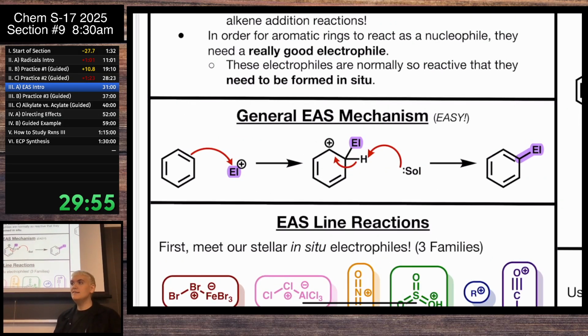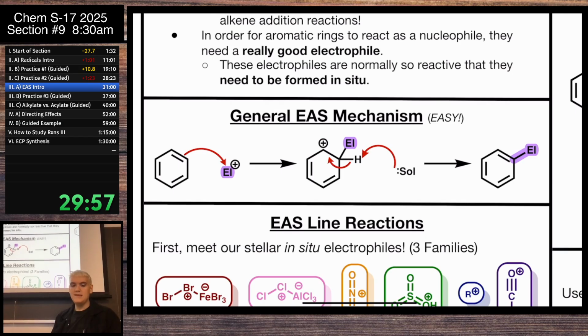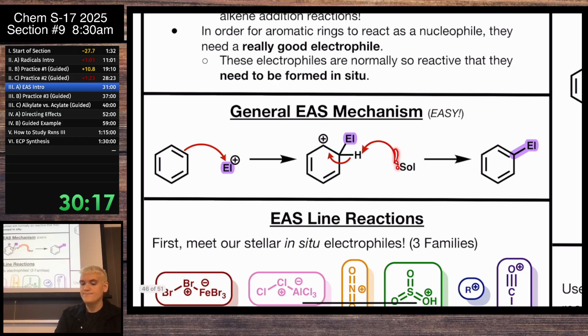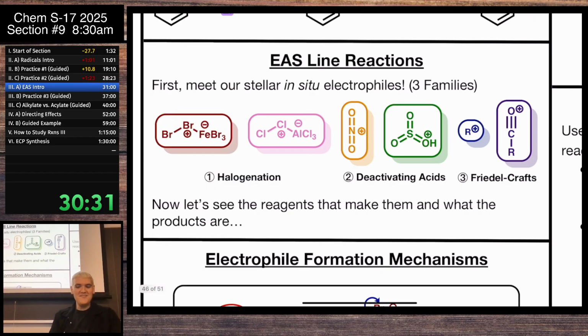And the general mechanism is super easy. Benzene goes and grabs an electrophile, and then we remove the hydrogen that was also on that spot. So when this double bond grabs something, we briefly have a carbocation, and then we have a hydrogen here initially, so we have another hydrogen. And then in order to reform the aromatic ring, we do an elimination. So that is it. The tricky part with the mechanisms all comes in forming this good electrophile. But first, let's meet our stellar electrophiles.